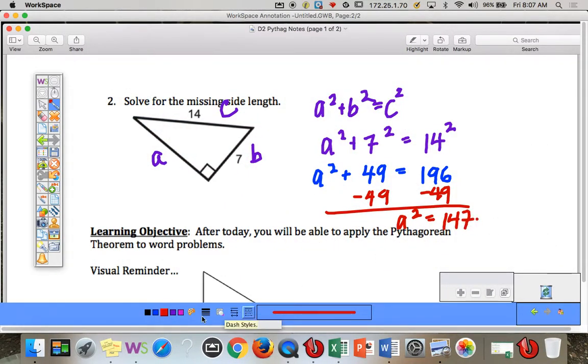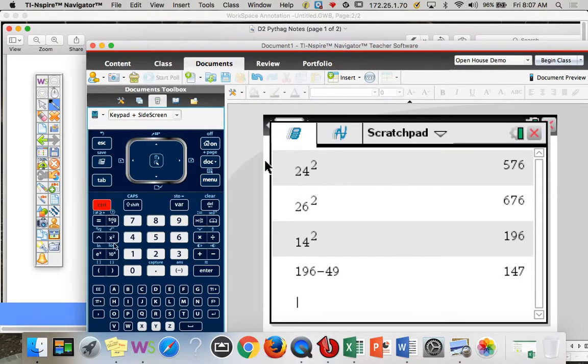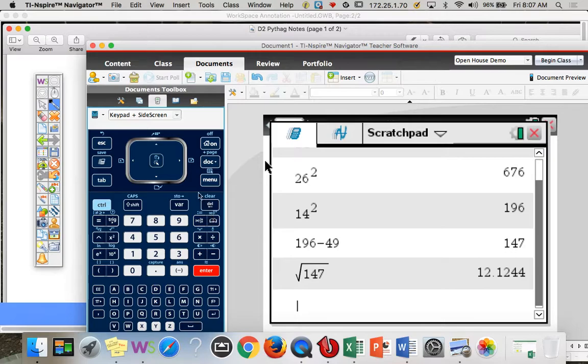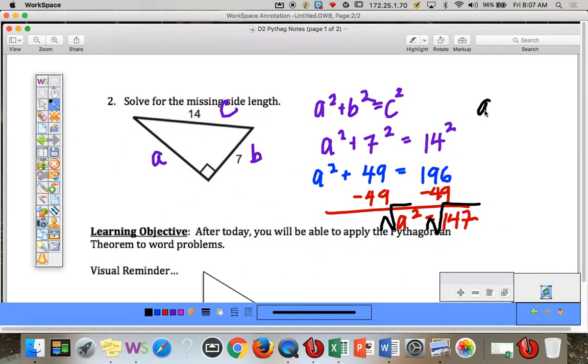The last step, to get rid of a squared, we square root. And we'll take the square root of 147. And it's about 12.12. So I'll say A is about 12.12. I'll just round to 1. And your legs should be smaller than the hypotenuse, and they are.